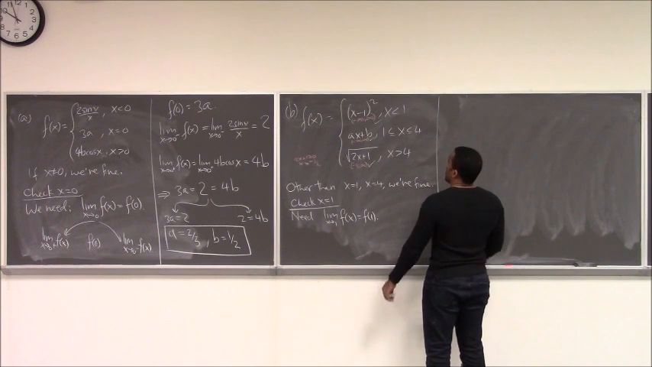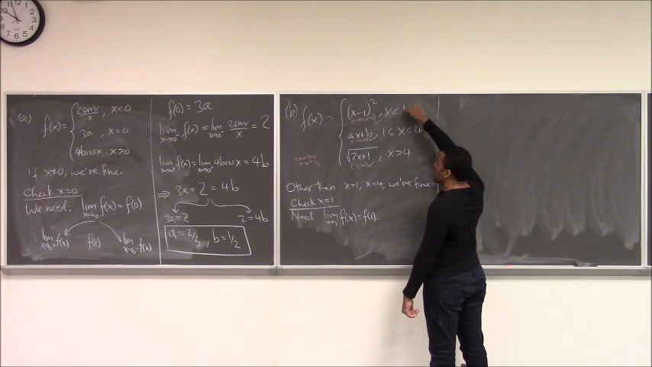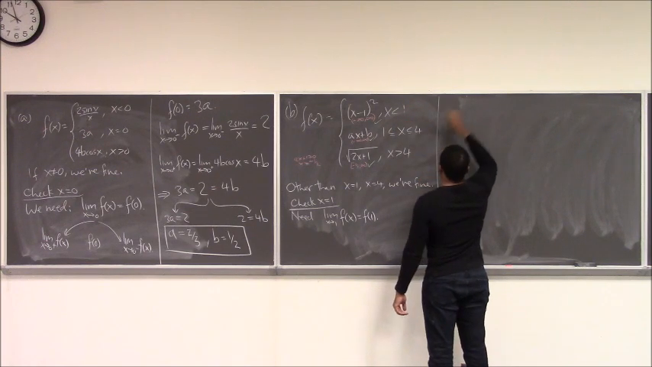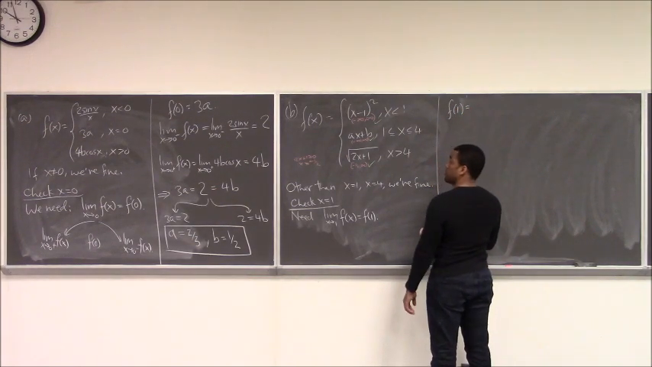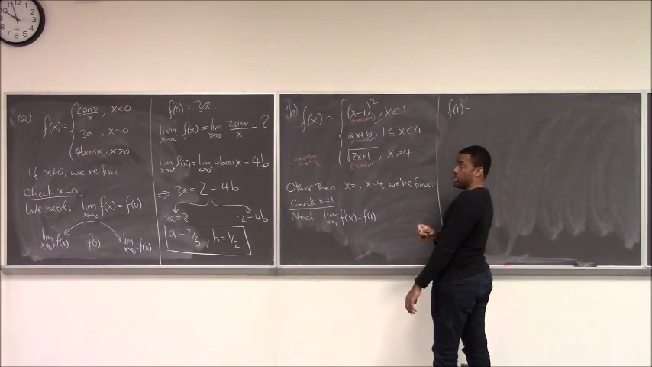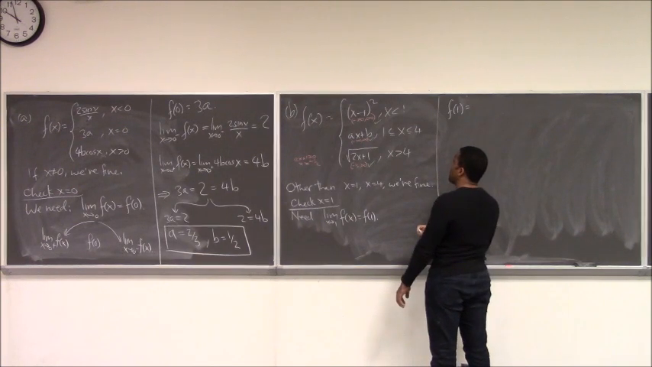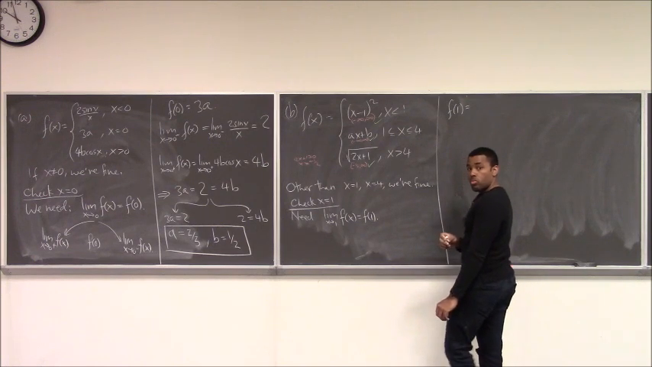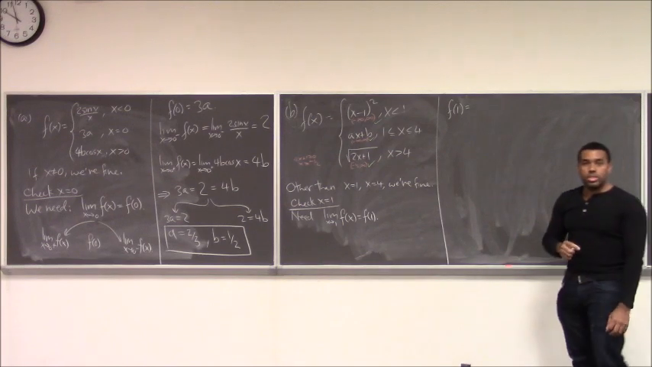Okay, so now we again have a definition to the left of 1, a definition when we're bigger than 1 and equal to 1. So what is f of 1 according to this function? If we're at 1, what is the value of f? Ax plus b. No. x is your input. x is 1. What is the value of the function?